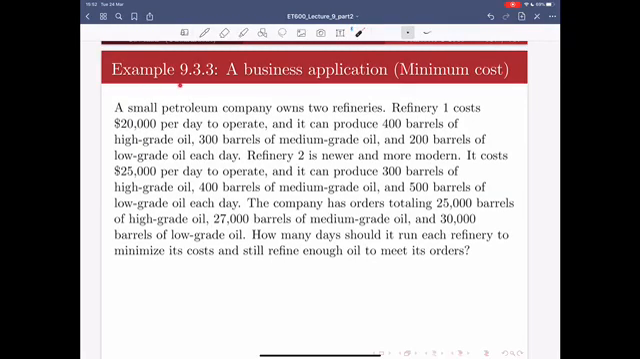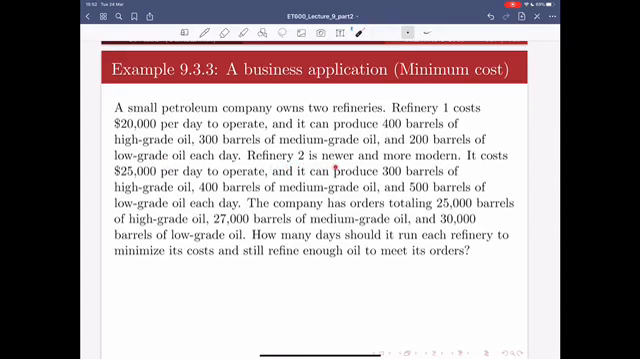The next example is example 9.3.3, which is an application problem. A small petroleum company owns two refineries. The first refinery costs 20,000 US dollars per day to operate, and it can produce 400 barrels of high-grade oil, 300 barrels of medium-grade oil, and 200 barrels of low-grade oil each day. So those are the three grades of oil that the company can produce each day.